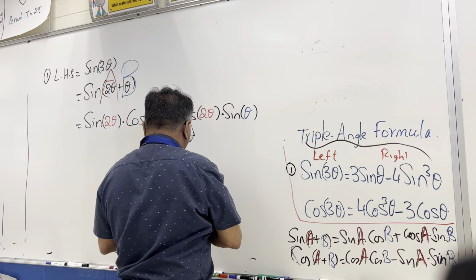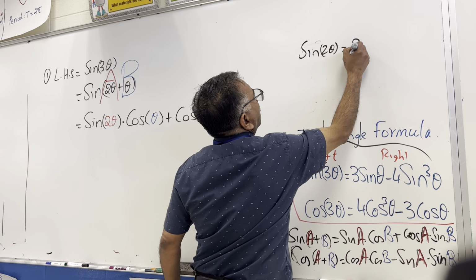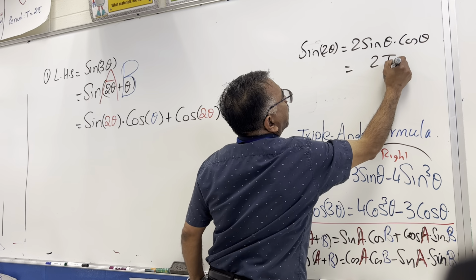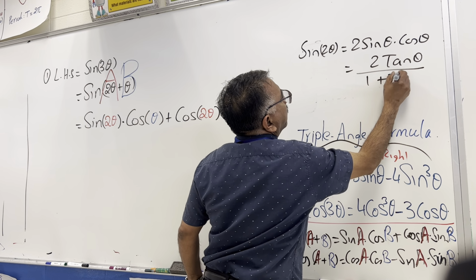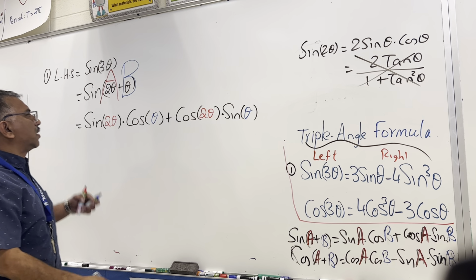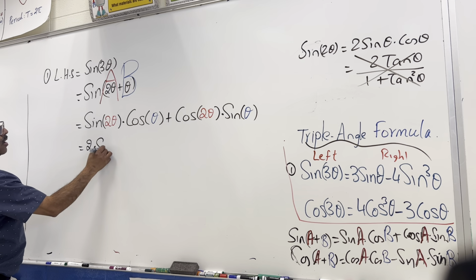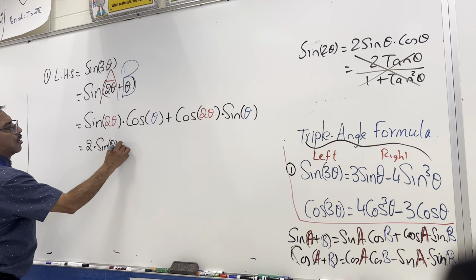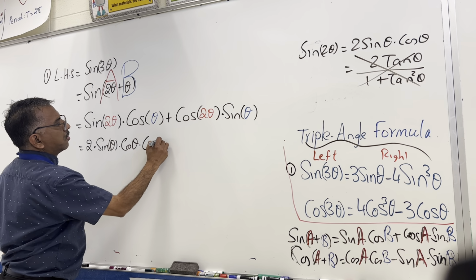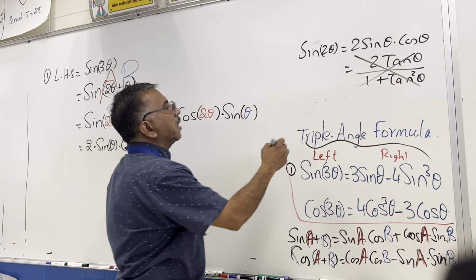The double angle formula is sine 2 theta is 2 sine theta cosine theta. It is also 2 tan theta over 1 plus tan squared theta, but we don't use this, just use sine theta. So we split this sine 2 theta as 2 sine theta cosine theta. This cosine theta stays the same, and for this cosine 2 theta we use the double angle formula again.